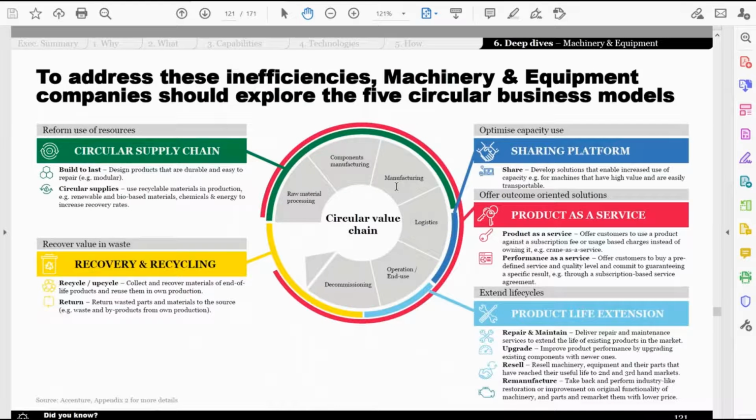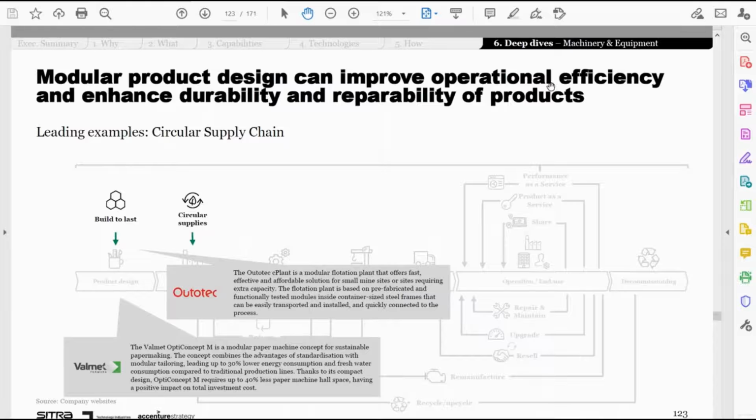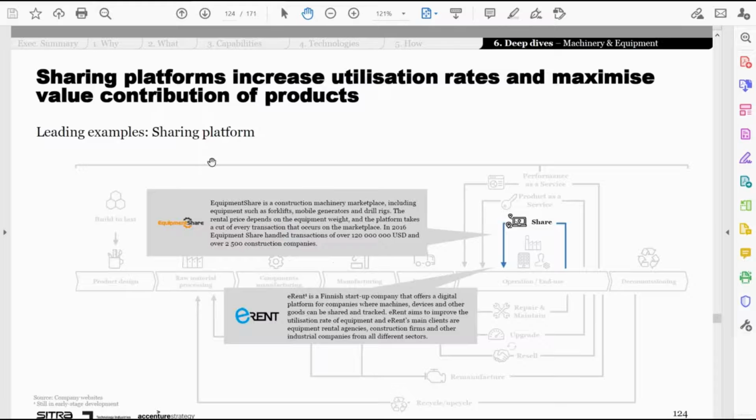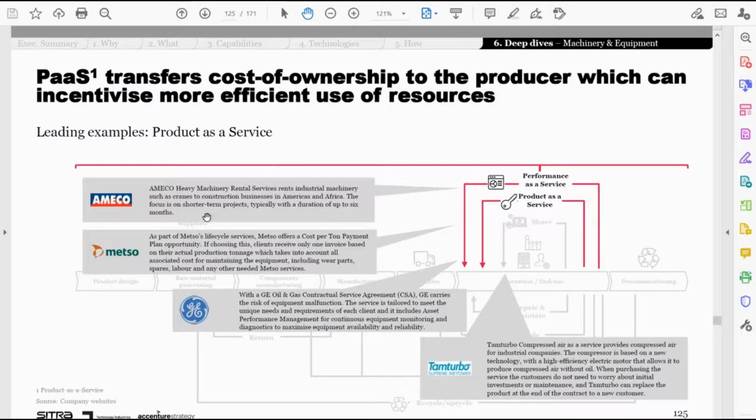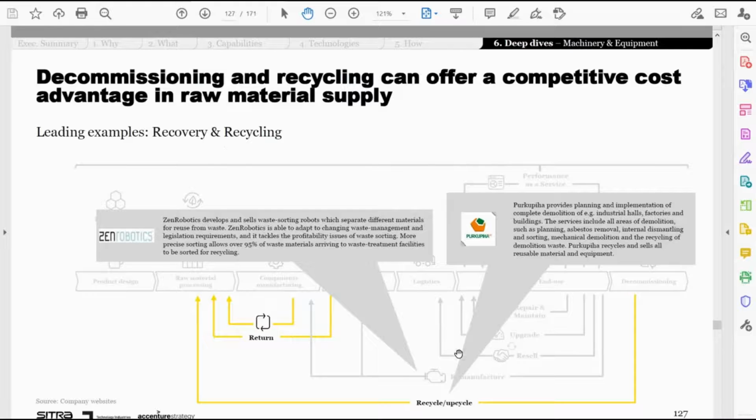And they tried to have a look at how you can apply this. And they gave an example, modular product design, for instance. What does it mean, and what do companies do? So here they have two examples from companies, what they do with respect to circular supply chain. Other examples in terms of sharing platform, what can be done? Performance as a service, very concrete examples. Here, remanufacturing, specific examples. Recovery and recycling.